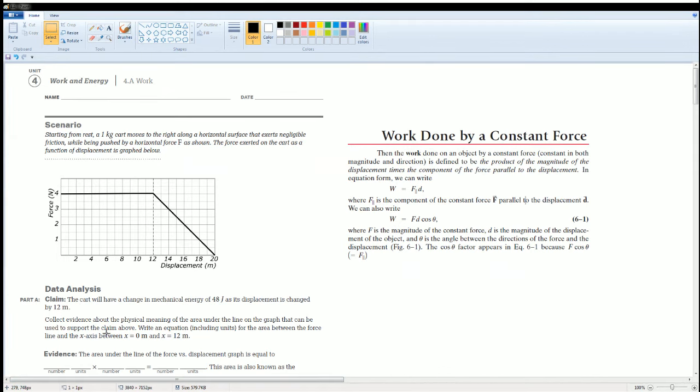Welcome to the AP Physics Workbook Solution. Here we have Unit 4, Work and Energy. The section is 4.A, Work.